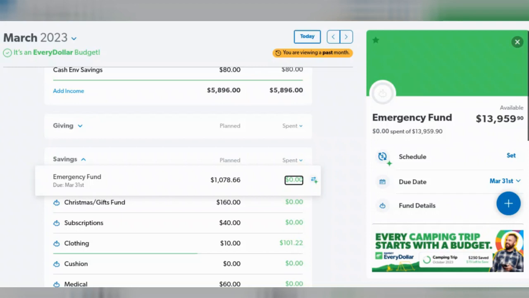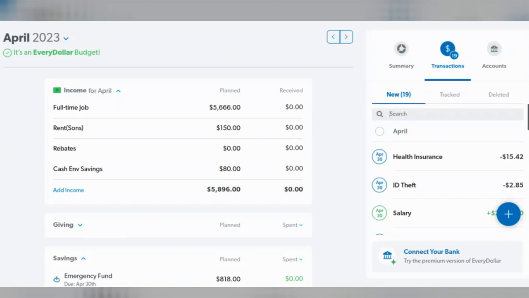But yeah, I'll get that scheduled so that way that money is moved out of my primary checking account over to the credit union. And so now we see March is an EveryDollar budget. So we're going to hop over to April really quickly. All right, and I'm gonna look at my monthly budget. I really need to come in here earlier and set this up, because that's really how the flow should work.